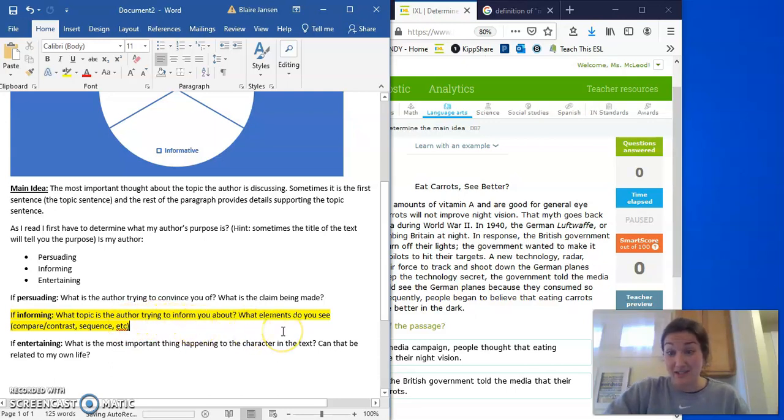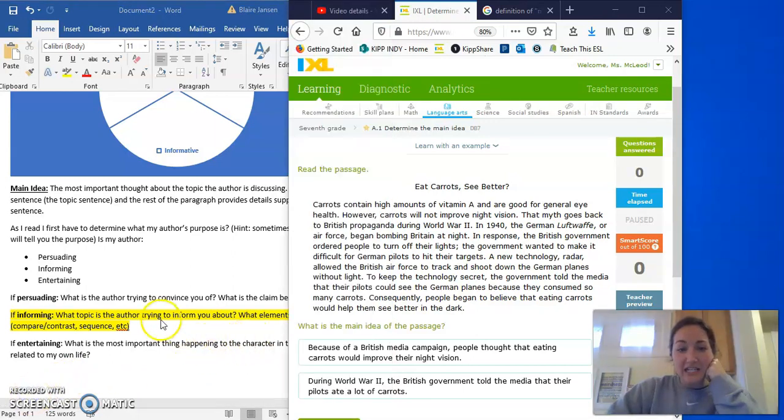What elements do I see? So I know it's informative. I have to decide what is the topic of my text? And then do I see any elements of cause and effect, problem solution, etc. in my text that I'm reading, since I know it's informative? I'm reading here and my thinking question is, what topic is the author trying to inform me about?